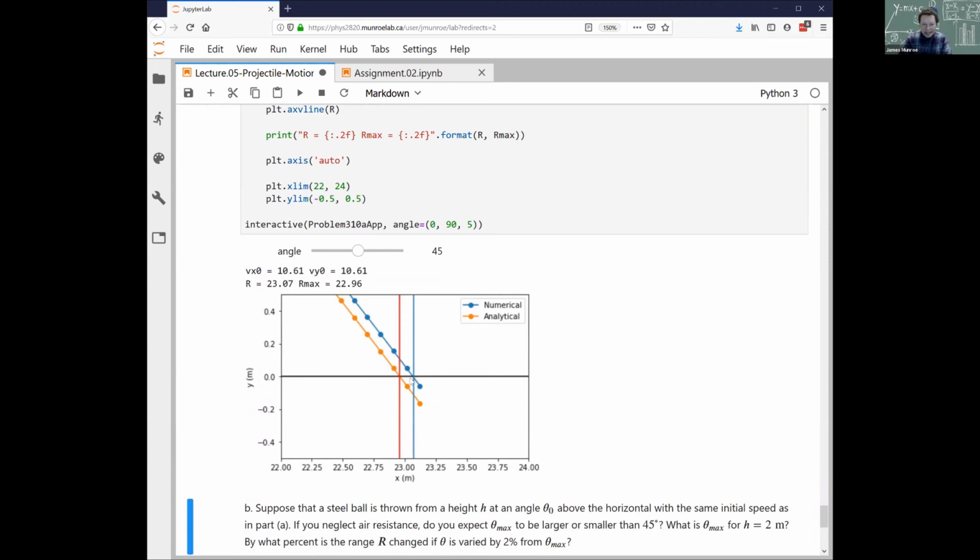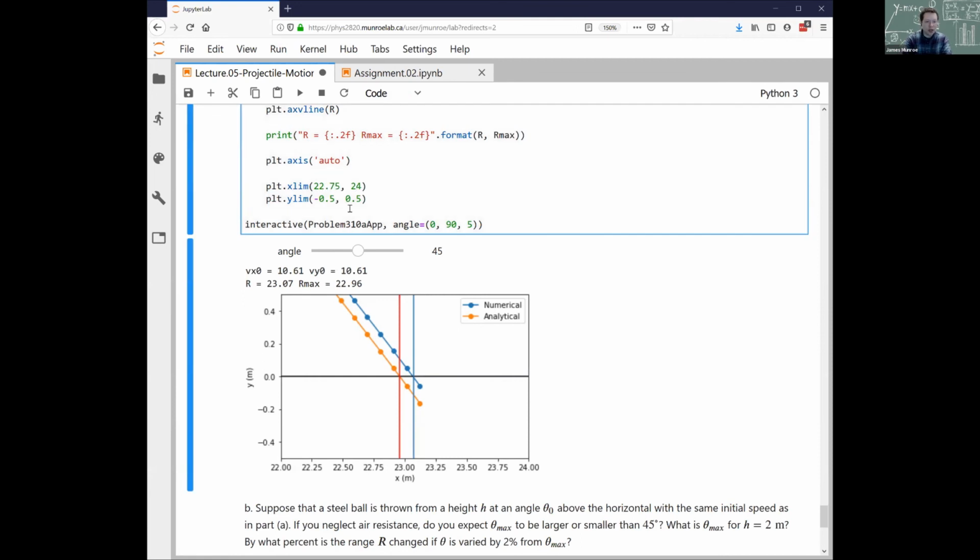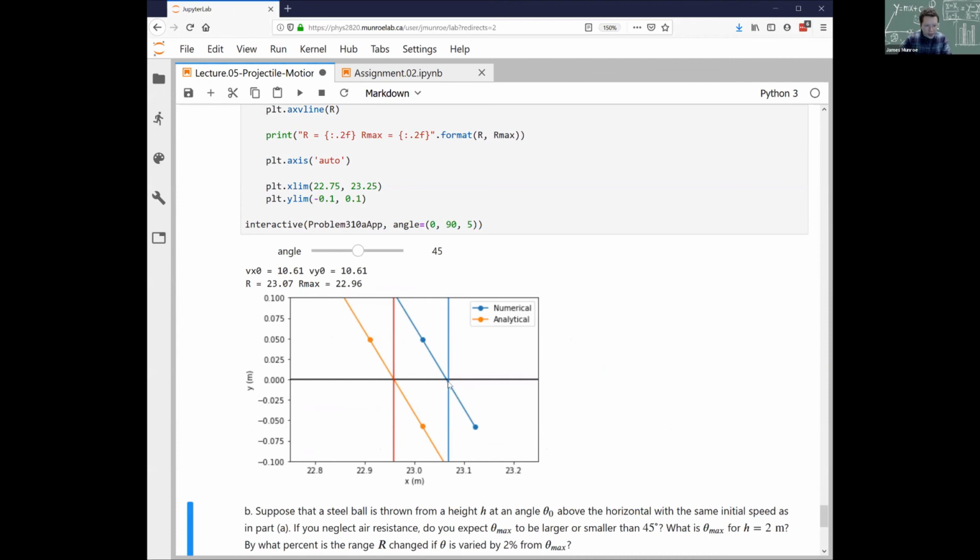We're doing a pretty good approximation. But if I was to zoom in even more, so if I was to zoom in to 22.75 and 23.25, and I was to zoom into -1 and -1, so I'm really zooming in on this point right here. You can see that there's a slight discrepancy between these two things. This is more clear if the angle isn't 45.